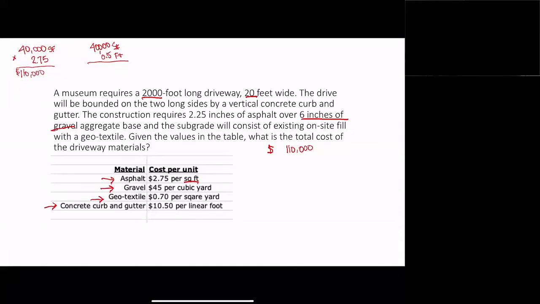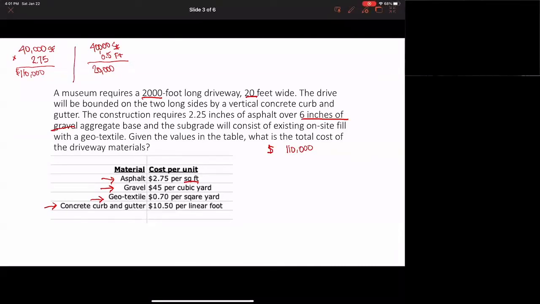So our length is 2,000, our width is 20, and our height is a half to come up with a volume, and we'll get 20,000 cubic feet. Now, that's not what we want though. We want to figure out how much the gravel costs, and it is $45 per cubic yard.